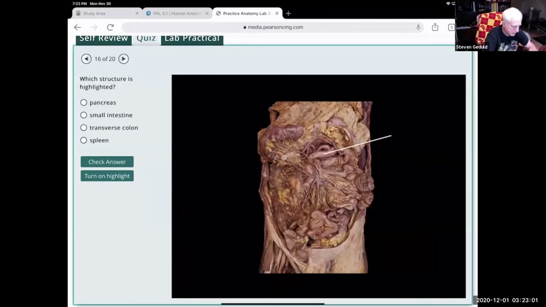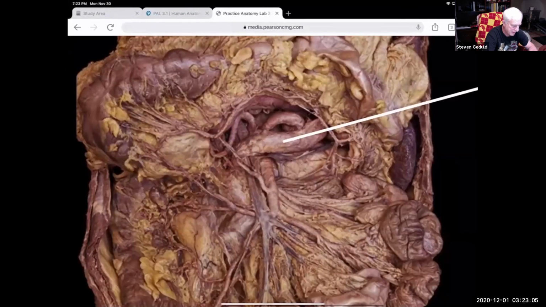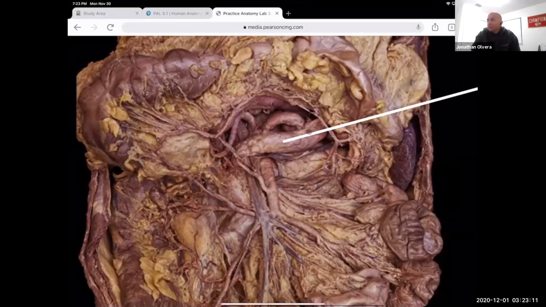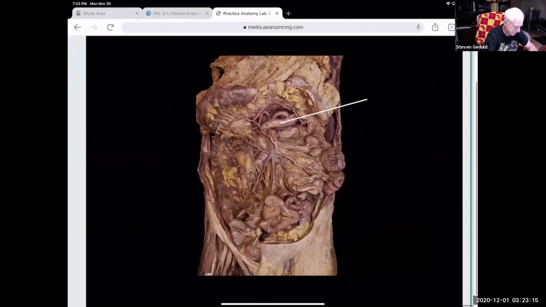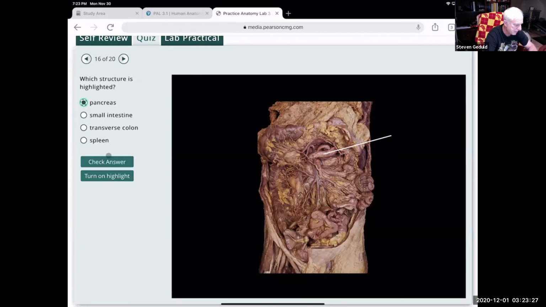All right, what structure is this? We should know that one. Stomach's up here, it's been lifted up. What's directly under the stomach? Pancreas. Perfect. Let me just double check, make sure we're doing the right thing. Let's turn our highlight on. Yeah. The head, body, and tail. And the tail points right to the spleen. You can always tell where the spleen is that way. So that's the pancreas.